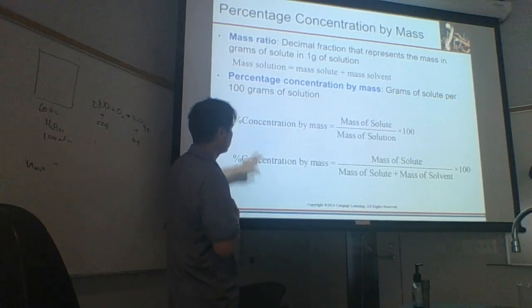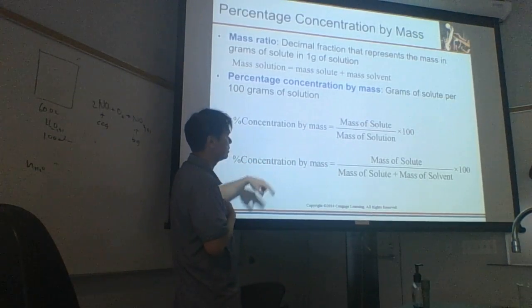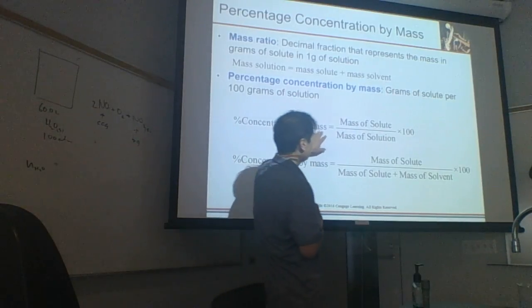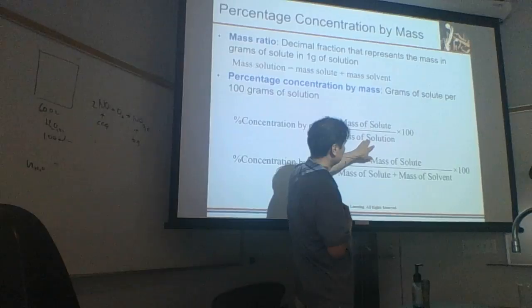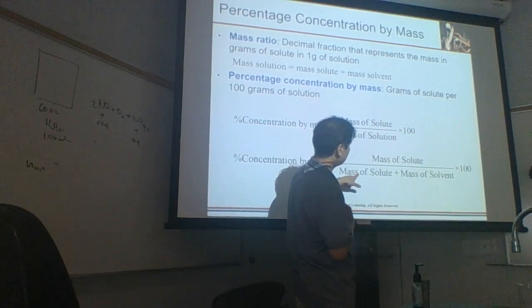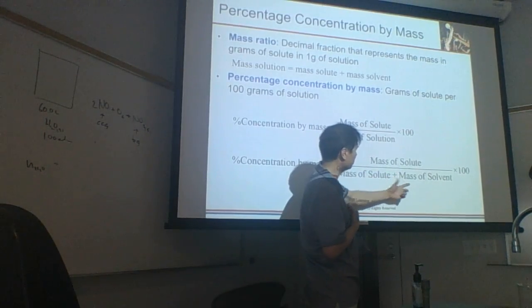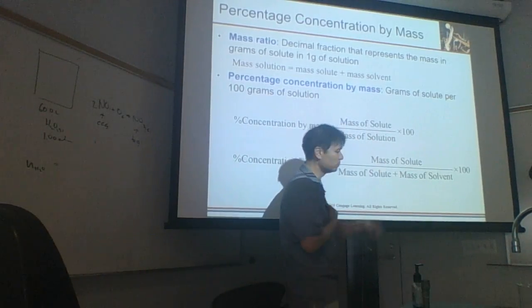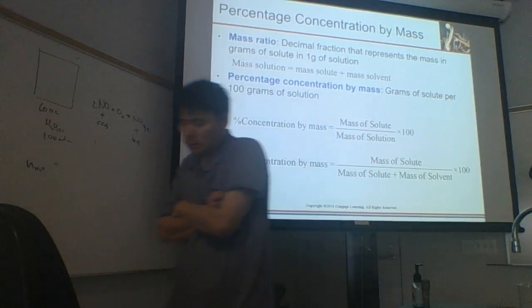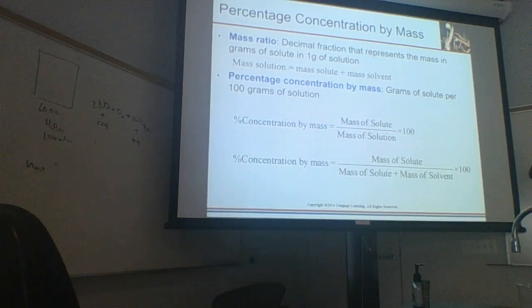And so we did percent concentrations by mass all the time. Well, it's going to be the mass of the solute, what we're looking at, over the mass of the solution. The mass of the solution is the mass of the solute plus the mass of the solvent. That is, it's the total mass. And so it's the mass of component A over the total mass times 100%. That's how we look at percentages.